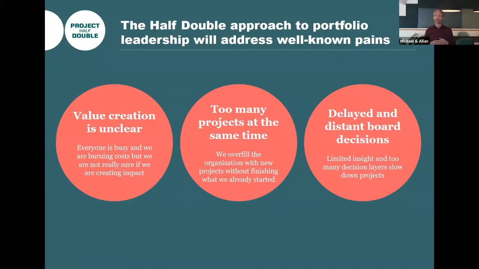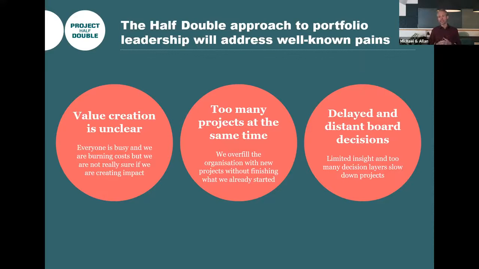And this is something that we realize when we consult companies trying to run portfolios. Some of the well-known pains that we see out there are the three bubbles that you see on the slide now. The first pain is that usually value creation would be pretty unclear in most portfolios. So it seems like everyone is busy and we are constantly burning cost, but we are really not creating impact. That feeling that everyone is busy, but we're a little unsure about the actual value creation, seems like something most portfolio managers and leadership teams can recognize.